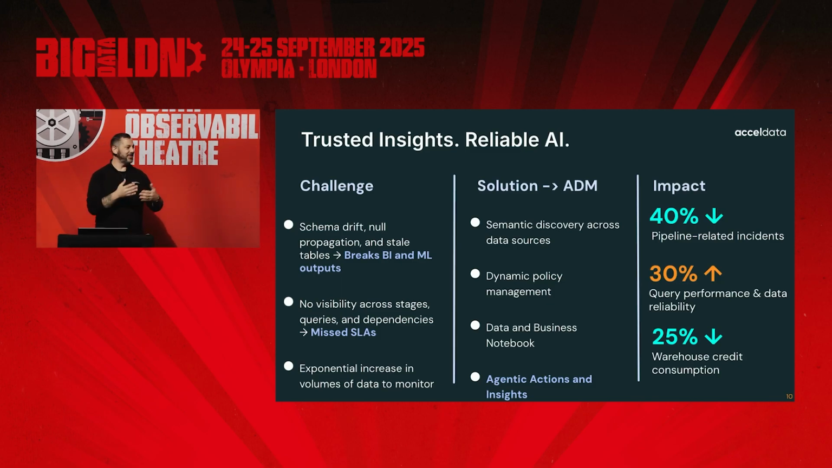So the solution is data observability with the agentic data management, being able to, again, uncover all of that signal, but being able to use agents to glean that information and to present it back in an easily digestible way. So the impact that we're seeing is double-digit impact on a decreased number of pipeline incidents, 30% increase in query performance. These are averages across our customer base. And being able also to significantly reduce the consumption across your cloud warehouses of choice.